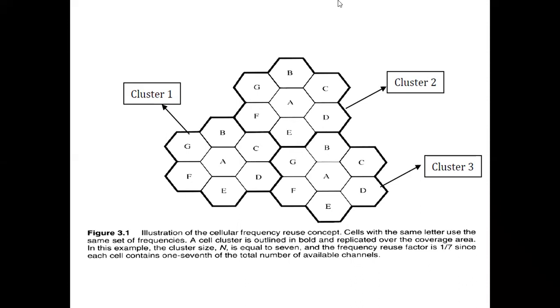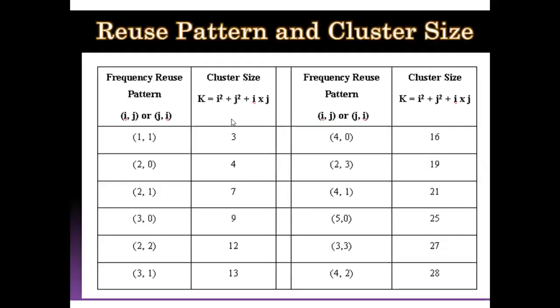Okay, and next slide. You can see how the frequency reuse pattern depends on two variables, i and j. If I take the 1 comma 1 combination, meaning i is 1 and j is 1, then the cluster size is given by the formula i square plus j square plus i into j. Putting i as 1, 1 square is 1, then j square is 1 square, that is 1, then i into j, 1 into 1 is 1. So 1 plus 1 plus 1 is 3.